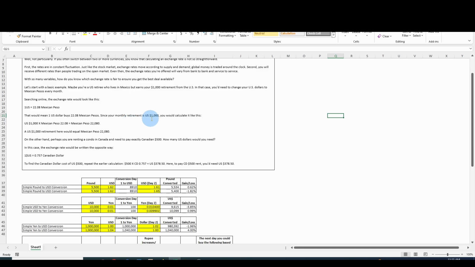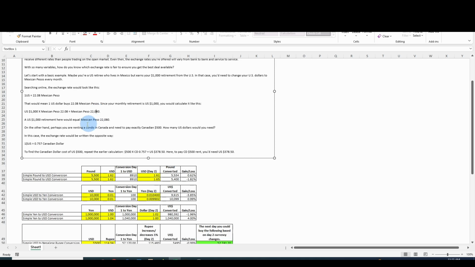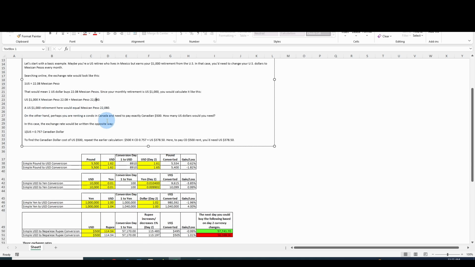So now you have this big roll of cash of pesos. Since your monthly retirement is in US dollars, you could calculate it like this: 1,000 times 22.08. A US $1,000 retirement here would equal 22,080 pesos. On the other hand, perhaps you're renting a condo in Canada and need to pay exactly 500 Canadian dollars.